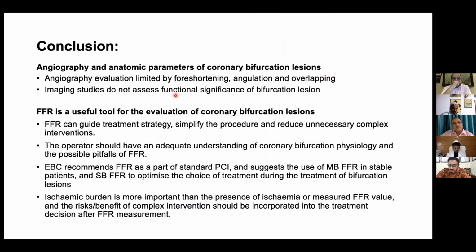So to conclude, angiographic and anatomic parameters of coronary bifurcation lesions have limitations. FFR is a very useful tool for evaluation of bifurcations and deciding the strategy, but operators should have an adequate understanding of the coronary bifurcation physiology and possible pitfalls of FFR. EBC recommends it as part of the standard PCI procedure. But very important, the last point, the ischemic burden is more important than the presence of ischemia or the measured FFR value, and the risks and benefits of complex intervention should be incorporated in the treatment decision after the FFR measurement.